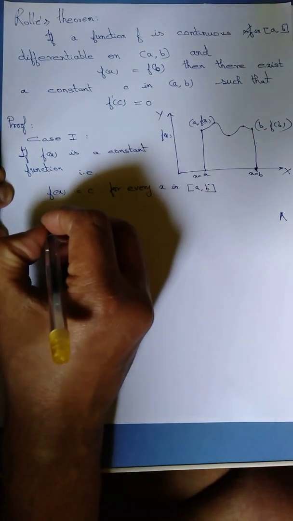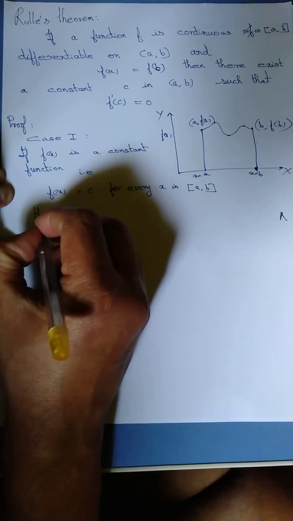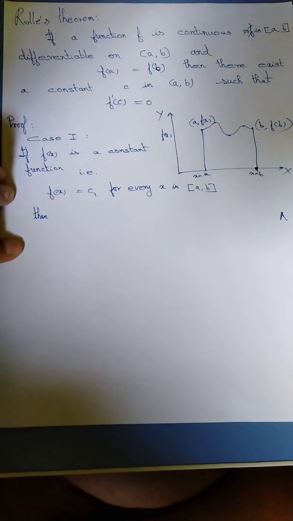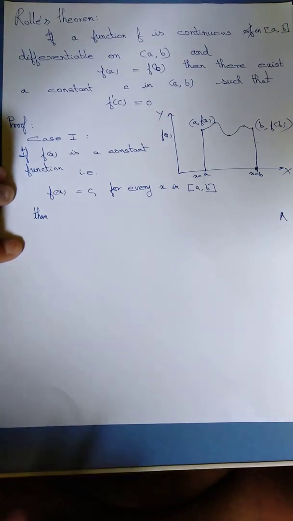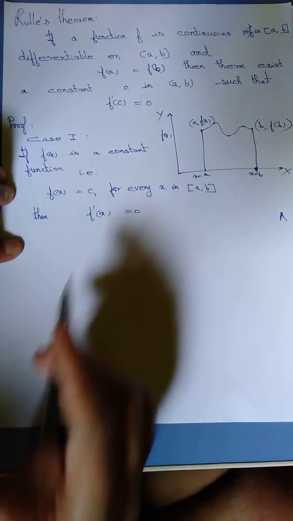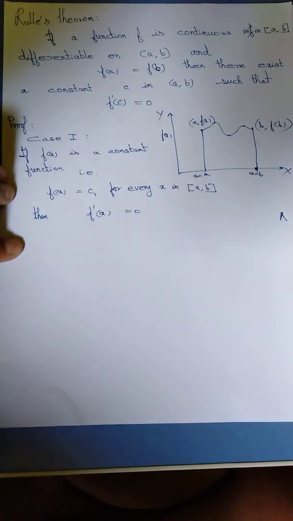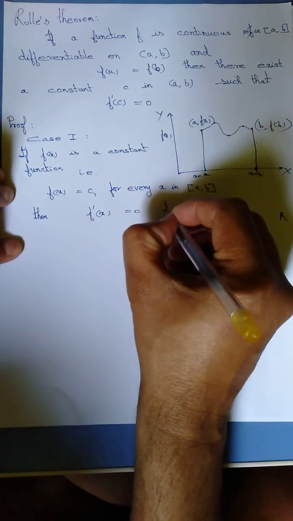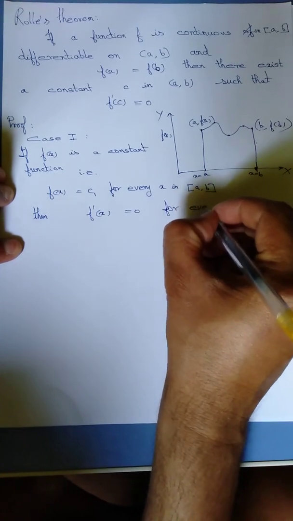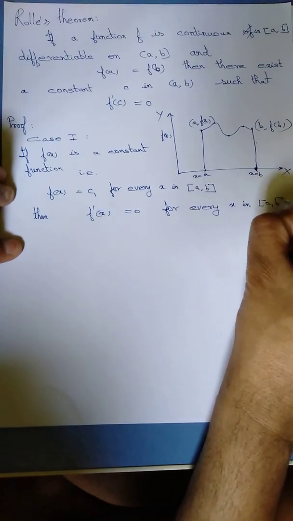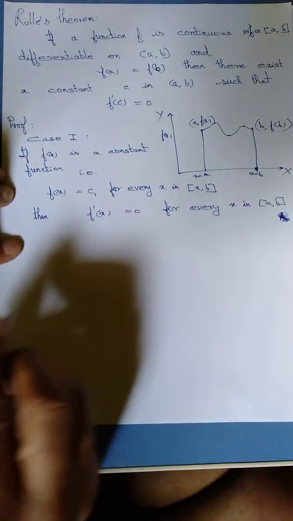Then f dash x equal to 0. We have c here, so let me write f(x) equal to another constant c1 for every x in the closed interval. Then f dash x equal to 0. Derivative of constant is 0, whatever value of x you take. So you can take any x, f dash x equal to 0 for every x in closed interval a comma b. So in this case you have got nothing to prove.